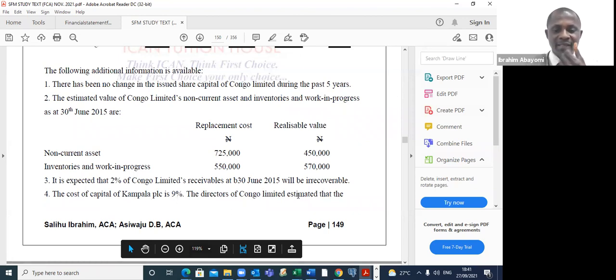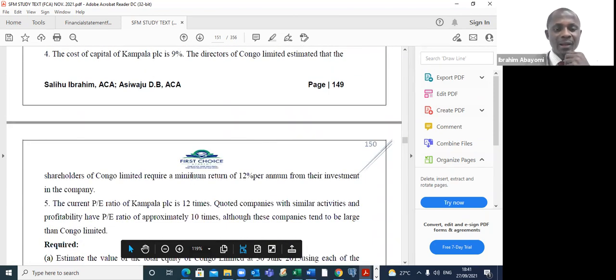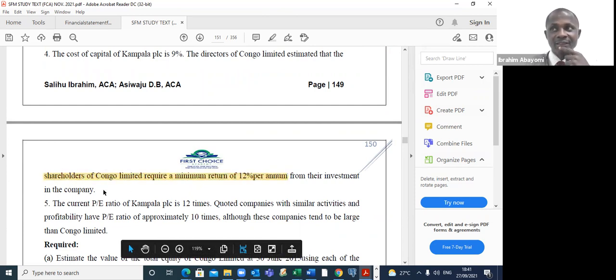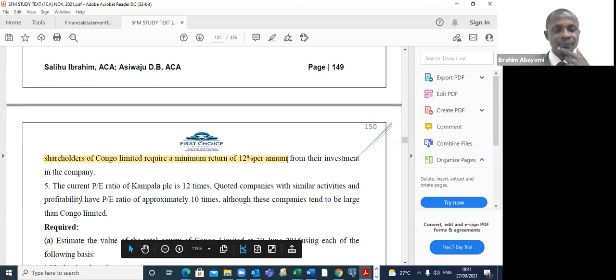The directors of Congo Limited estimated that the shareholders of Congo Limited require a minimum return of 12%. This is your cost of equity. Don't wait until the question tells you cost of equity. This question has told you that this is the return to shareholders. That's the return shareholders need. That's what they require from the company, from their investment in the company.